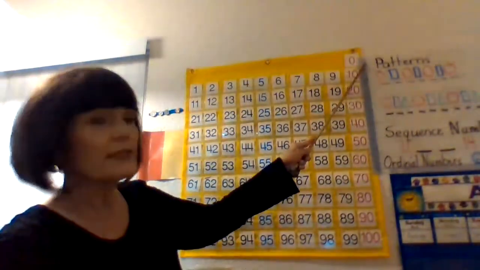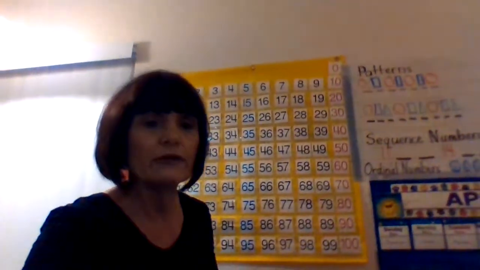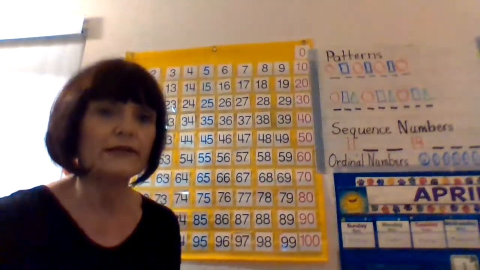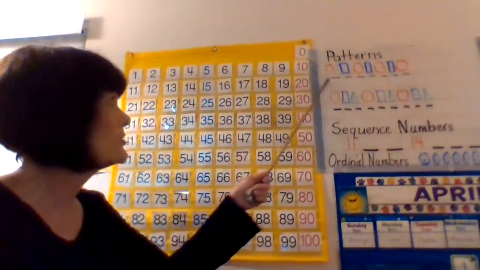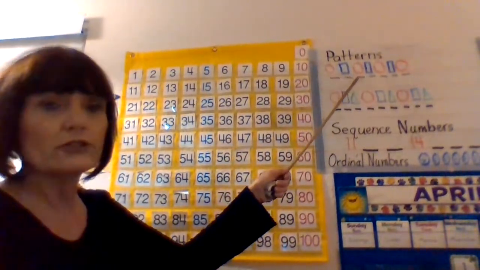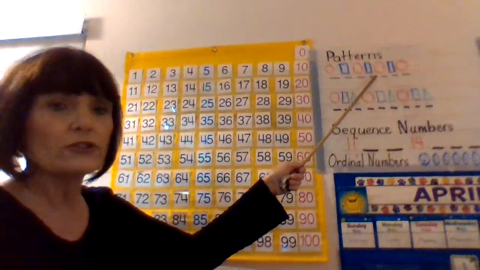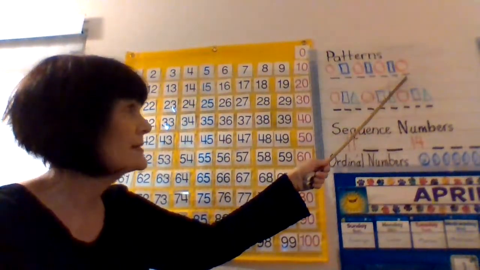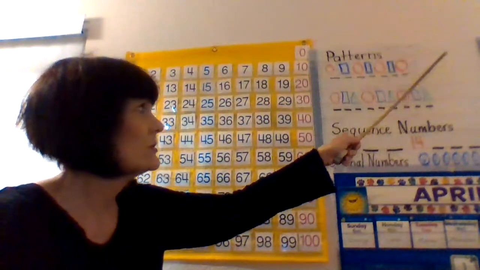Now, we're going to look at some other things like patterns. I drew some patterns up here that I would like you to look at right now, and I'd like to label these patterns because patterns are lots of fun. Right here I have a circle, square, circle, square, circle, square, circle. What would come next? Square, circle, square.